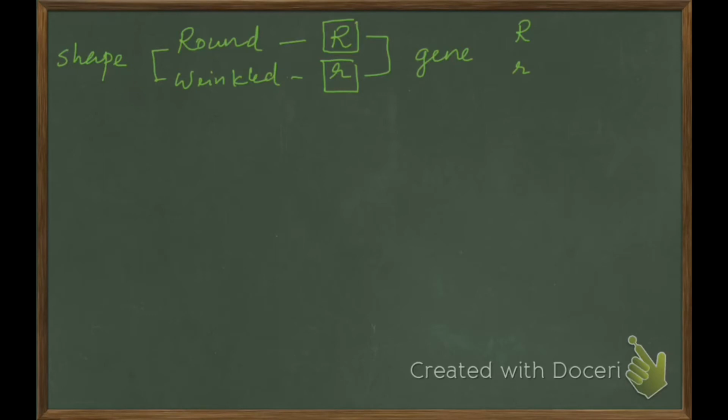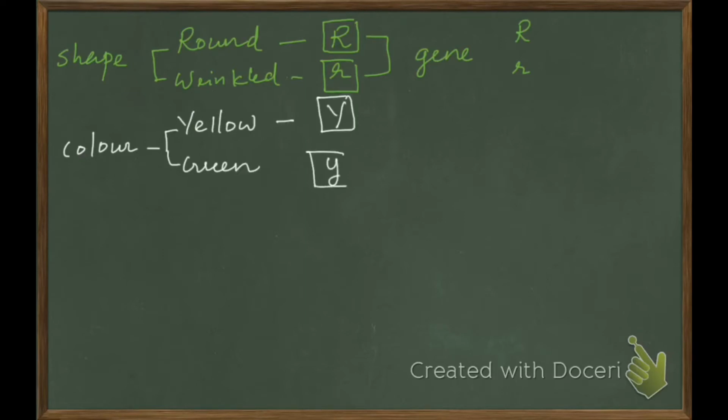Now for the next one, that is color. For color there are two characters, that is yellow and green. I use capital Y and small y. I am using capital Y just to make sure that yellow is dominant. And using the same letter in small form actually tells us that both belong to the same gene, capital Y, small y. These are two alleles of gene color of the seed.